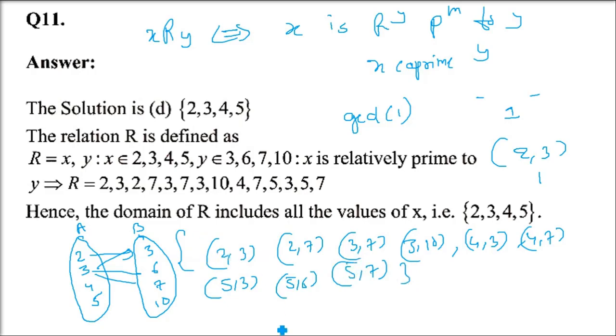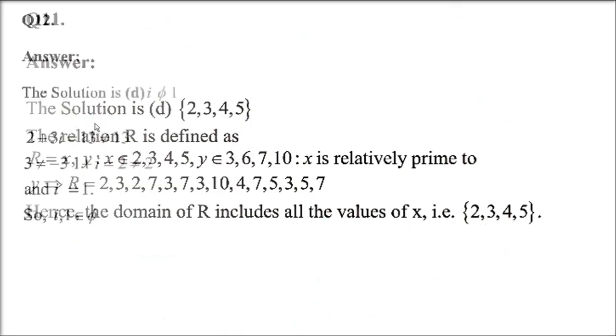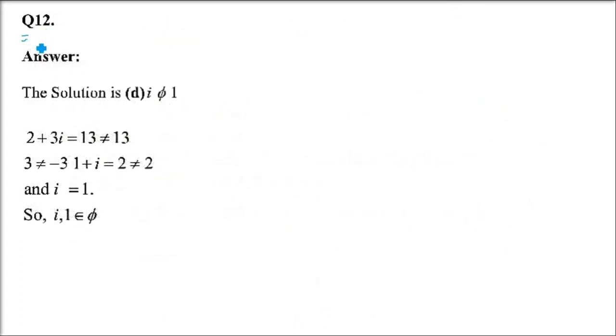The domain will be what? All the first values you take. The domain will be all the x values, or a values of (a, b), or x values of (x, y). So 2, 3, 4, 5. This is the domain. First values you can take.